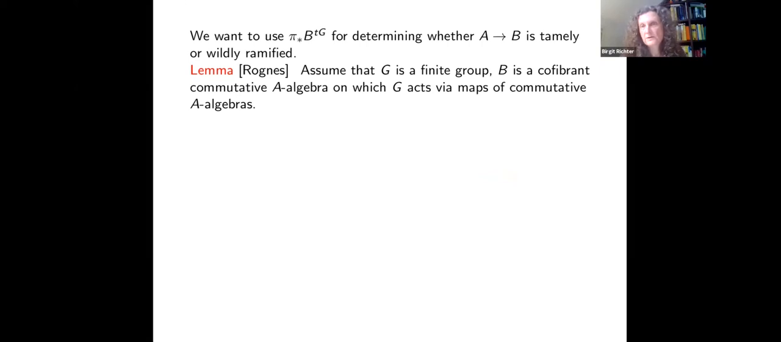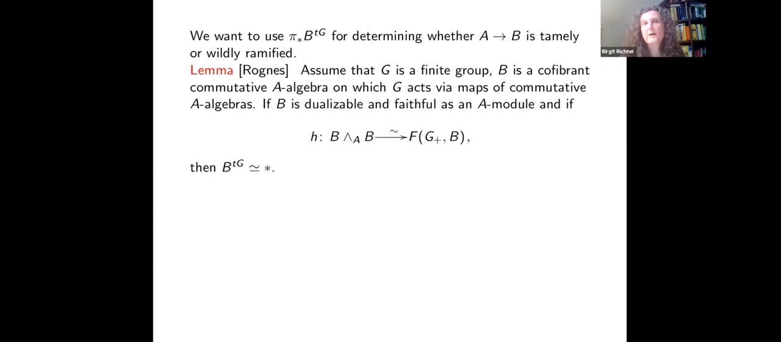Why is there a chance that this is actually making any sense? If you have a nice map of commutative ring spectra with a group action on the bigger one, and if your extension is unramified, I just wrote it differently, so the thing on the right is just the product of G copies of B, then the Tate construction actually vanishes. John Rognes stated this lemma assuming that A is equivalent to the homotopy fixed points, but you don't actually need that in the proof. But beware, there are assumptions in that lemma that say dualizable and faithful.